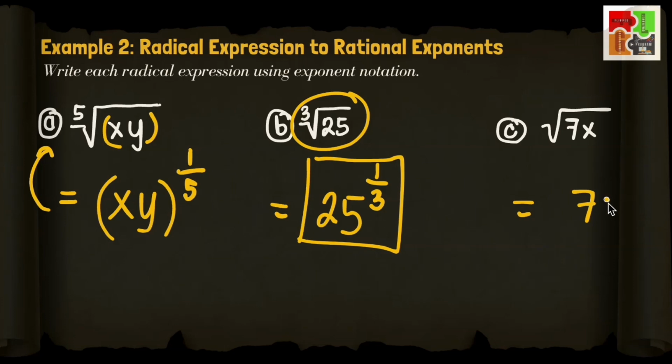7x is magkagrupo. We can write it as 1. And then, we can write here the parenthesis. Dahil magkagrupo naman sila. At itong invisible siya, pero alam natin na 2 yan because that is square root. So, ilagay natin sa ilalim ng ating exponent. At yung ibabaw naman, we have 1 dito. So, 7x raised to 1/2 would be the case in this particular example.